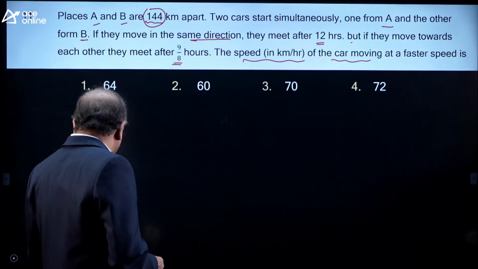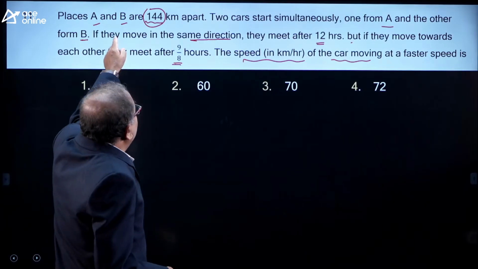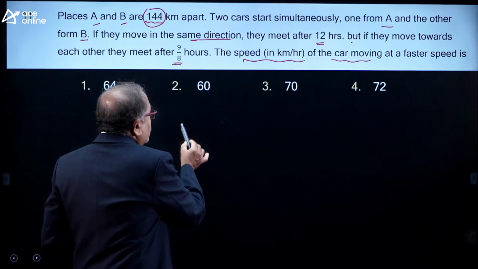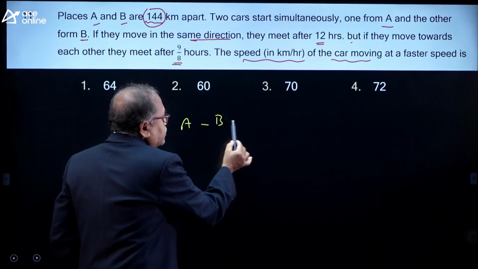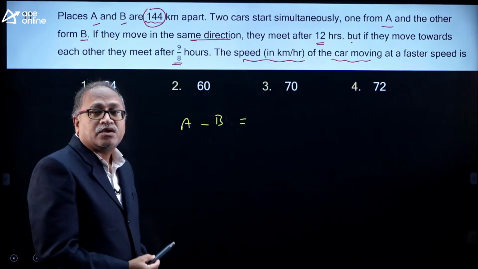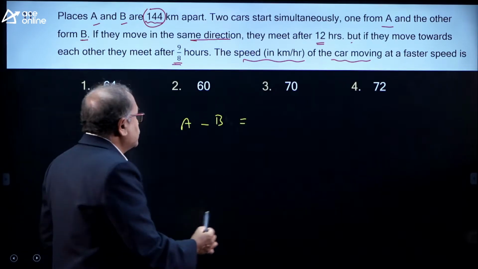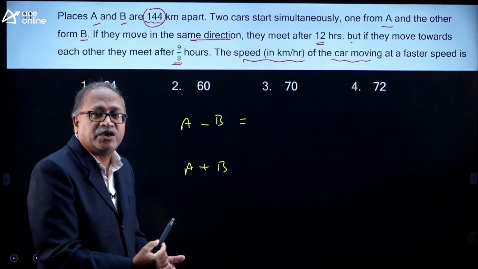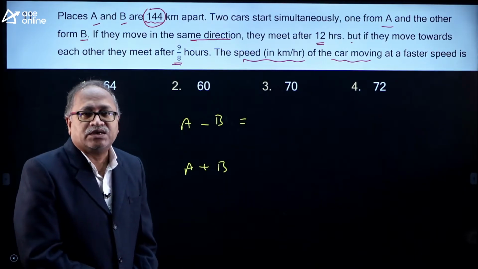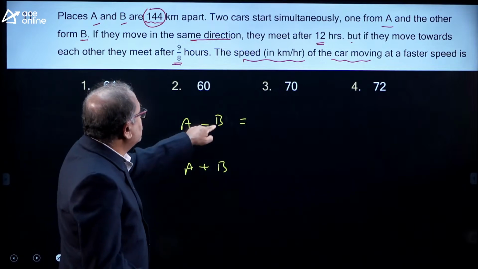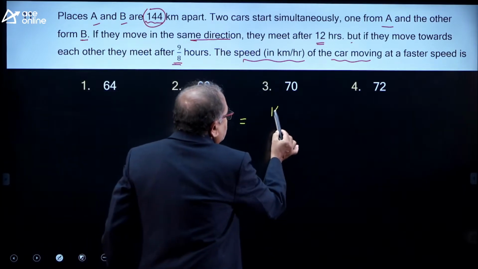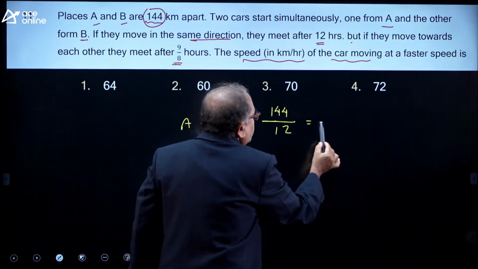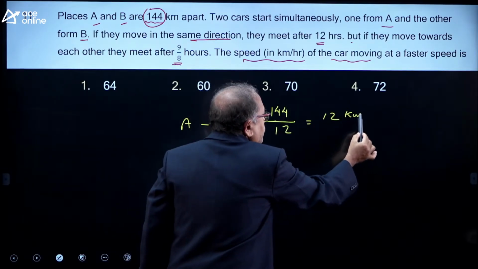So, look at this one. In the first case they are moving in the same direction, that means that is in the form of A minus B, the relative speed. In the second case they are moving in the opposite direction. So, the speed will be A plus B if A is the speed of the first person and B is the speed of the second person. And in the case of A minus B, distance 144 and time taken is 12 hours, that means A minus B is 12 kilometer per hour.